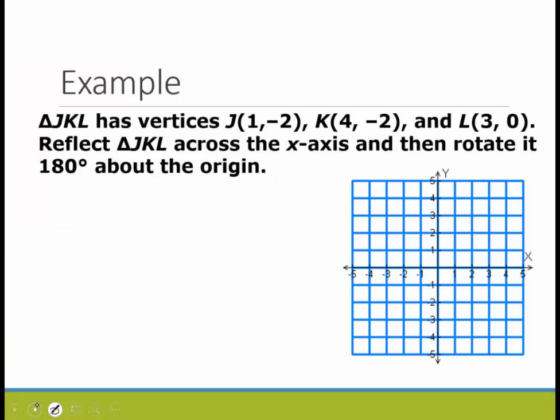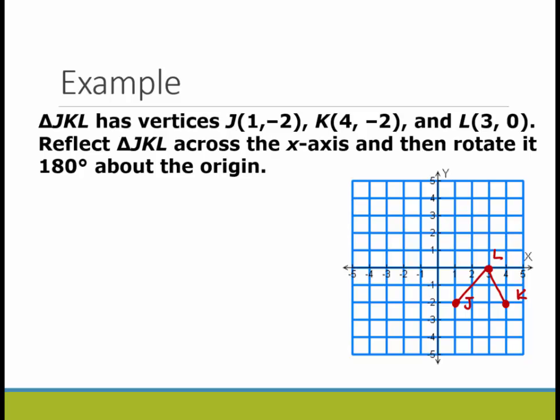So let's do a different one. JKL, same letters, reflected across the x-axis first and then rotated 180 degrees about the origin. Now you will get different answers depending on the order that you do this in, so make sure you do it in the correct order. So over 1 down 2 is J. Over 4 down 2 is K, and L is 3, 0.